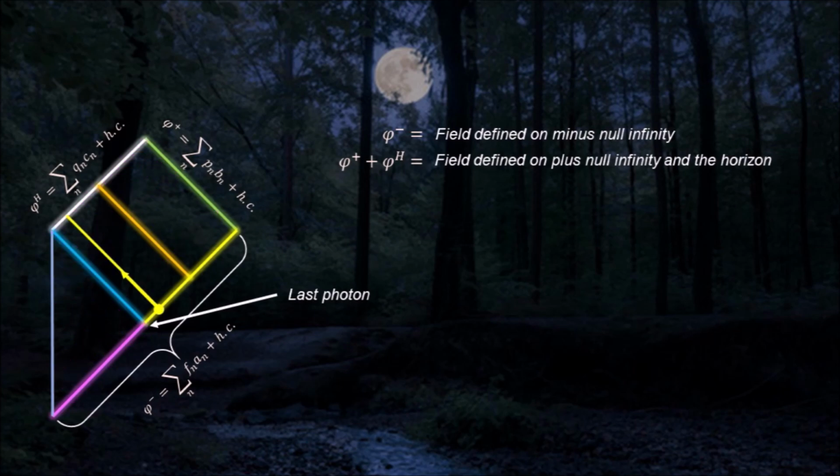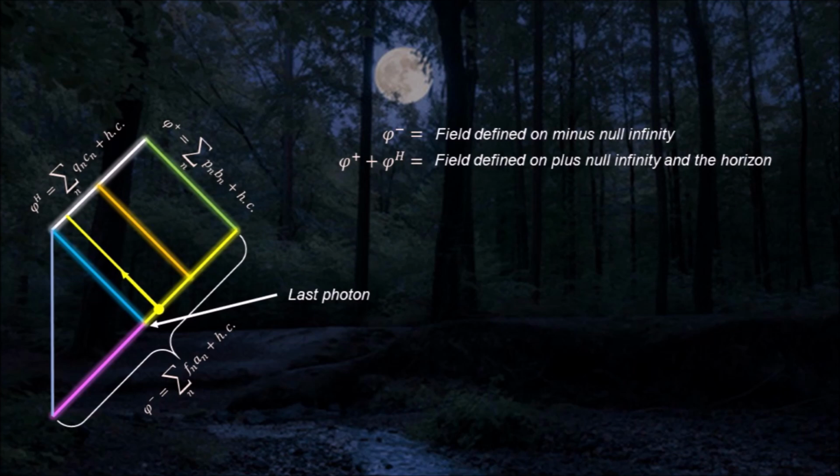Past the last photon, the v modes will propagate to the horizon and fall into the black hole. So now we see that in order to have a one-to-one correspondence between the past and the future, we need to include the horizon if we want to have a complete set of modes.